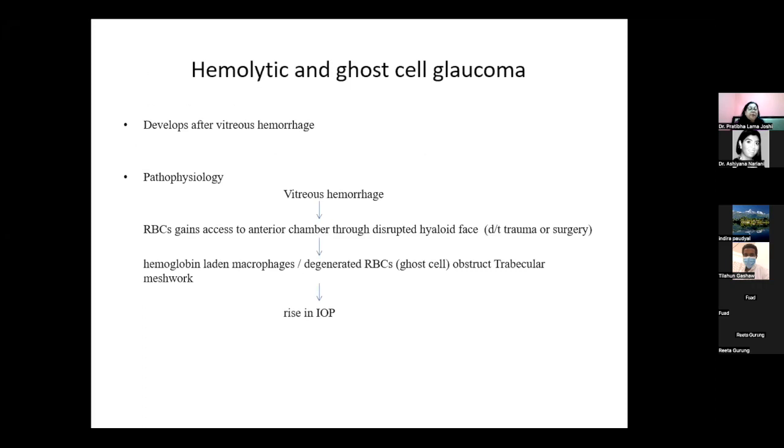Then comes hemolytic and ghost cell glaucoma. It usually develops after a vitreous hemorrhage. In pathophysiology, when there is vitreous hemorrhage, the RBCs gain access to the anterior chamber through the disrupted hyaloid face. The hemoglobin-laden macrophages and the degenerated red blood cells, also known as ghost cells, obstruct the trabecular meshwork and raise the intraocular pressure.